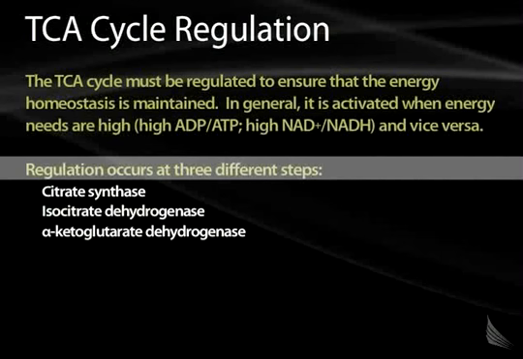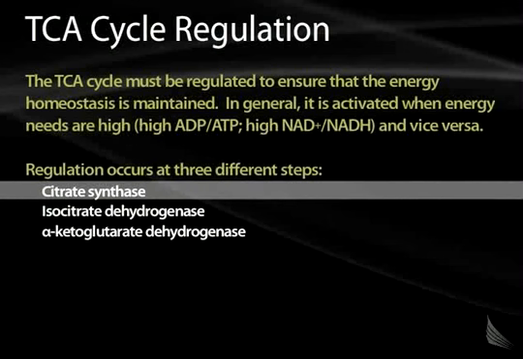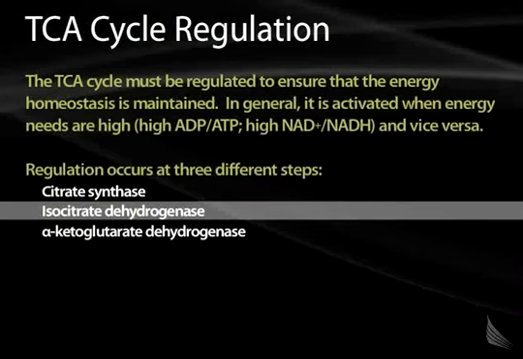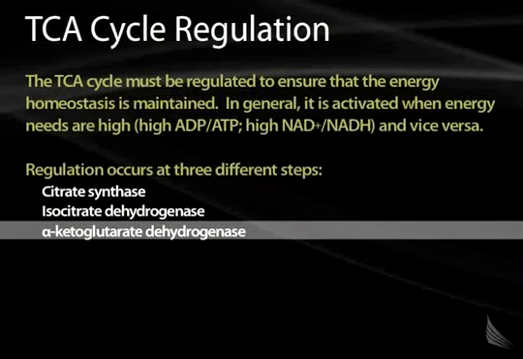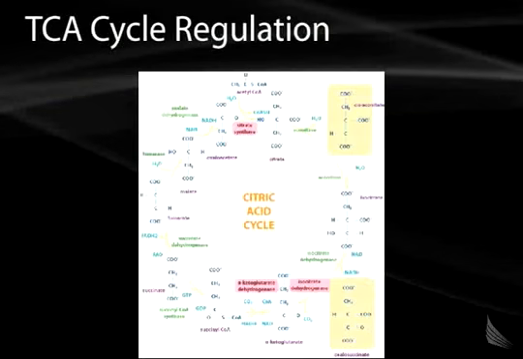Now, regulation of the TCA cycle occurs at 3 different steps, and these are the only 3 enzymes that are important for you to memorize in the TCA cycle. The first is citrate synthase, the second is isocitrate dehydrogenase, and the third is alpha-ketoglutarate dehydrogenase. And they're shown schematically in this picture of the TCA cycle.